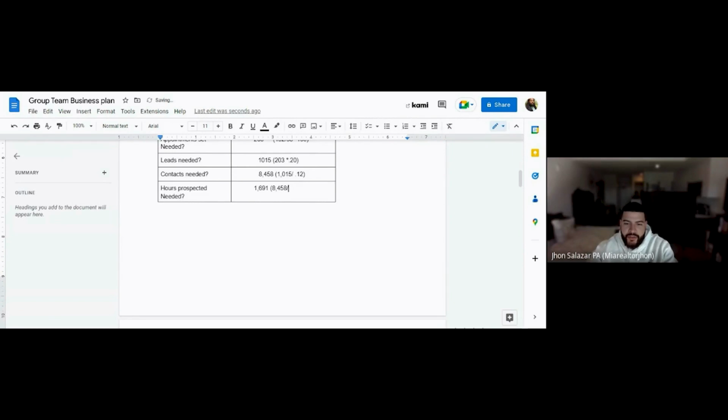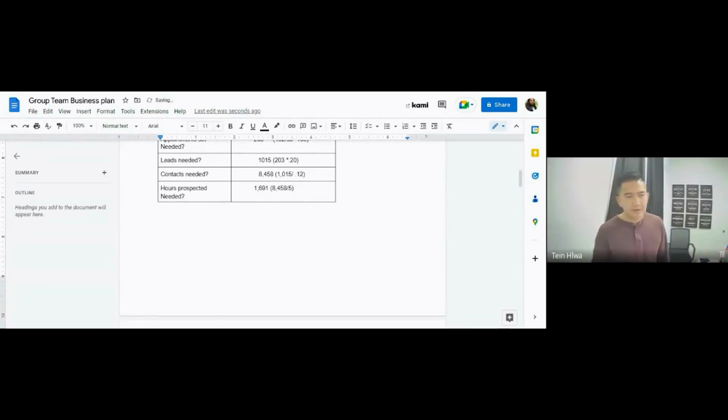Johan, what average number do you use for the contacts? Because we get 5 contacts per hour, so you're just dividing it by 5. Because right now what we're trying to determine is how many hours are needed.